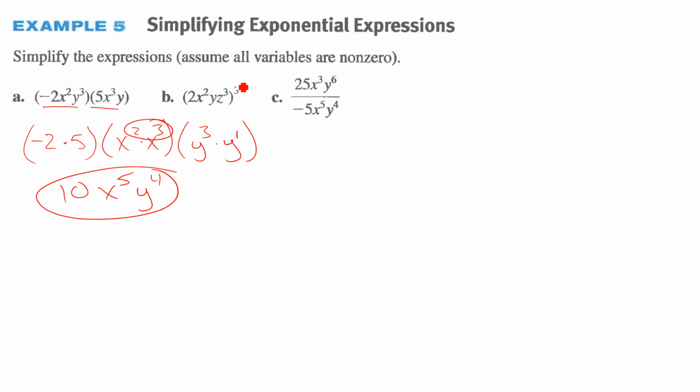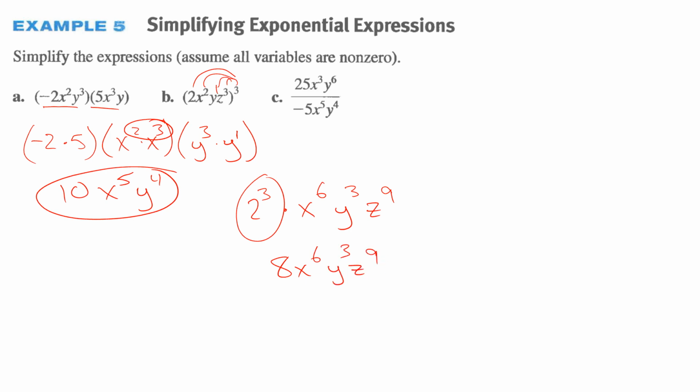All right. What happens here? We distribute into everything. So we get 2 to the 3rd times x to the 2 times 3, to the 6th. y to the 1 times 3. z to the 3 times 3 is 9. Let's evaluate this. What's 2 cubed? 8. So we have 8 x to the 6th, y cubed, z to the 9th.